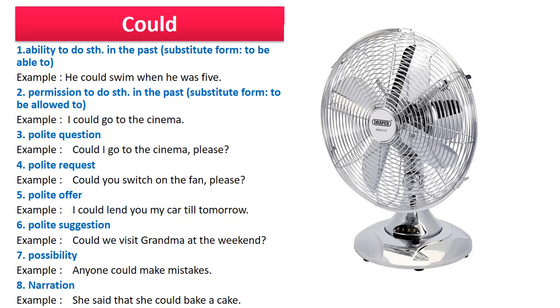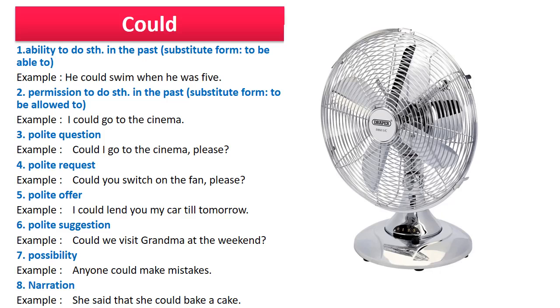Possibility, anyone can make mistakes. Anyone could make mistakes. Narration. Now students, when we were studying reported speech, there we have learned that can changes into could. For example, she said that she could bake a cake. So that time can changes into could.